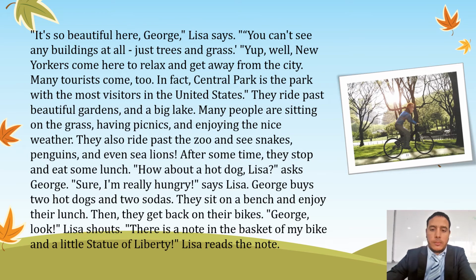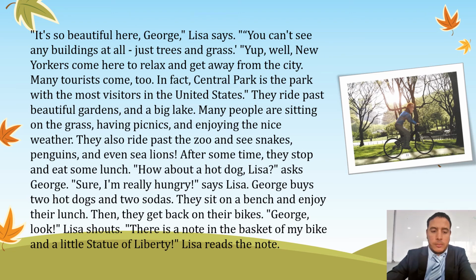They ride past beautiful gardens and a big lake. Many people are sitting on the grass, having picnics and enjoying the nice weather. They also ride past the zoo and see snakes, penguins, and even sea lions. After some time, they stop and eat some lunch. "How about a hot dog, Lisa?" asks George. "Sure, I'm really hungry," says Lisa. George buys 2 hot dogs and 2 sodas. They sit on a bench and enjoy their lunch. Then they get back on their bikes.